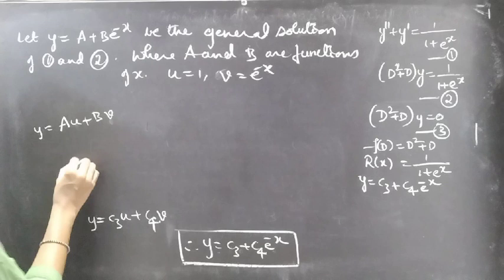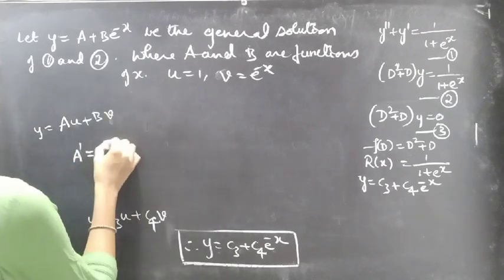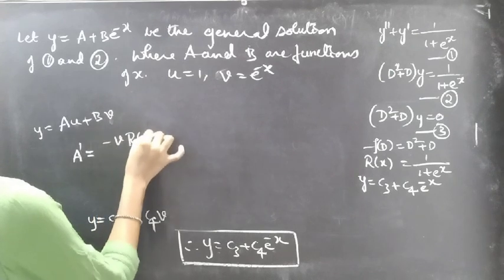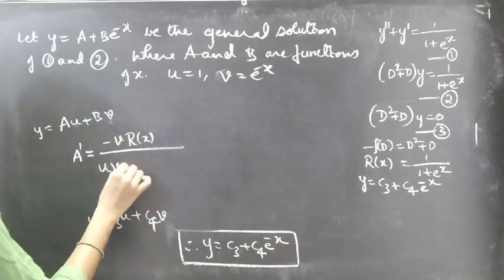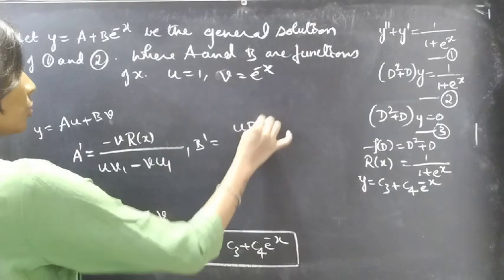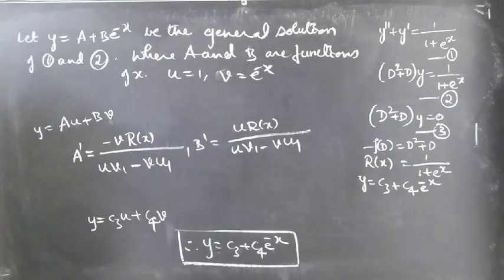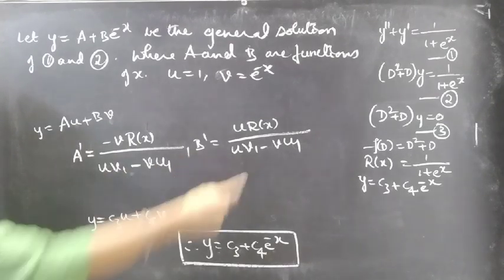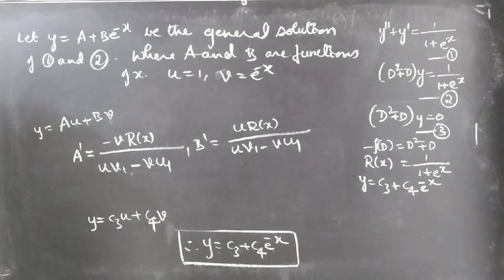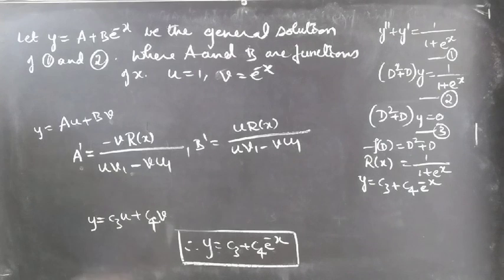Now we'll find a dash and b dash using the formula: a dash equals minus v into r of x by u v1 minus u1 v, and b dash is given by u into r of x by u v1 minus u1 v. Okay. If you notice, we have u v1 minus u1 v in both formulae. So let's begin with u v1 minus u1 v, and later we'll find a dash, a, and b dash, b, and finally we'll write the general solution using y equal to a plus b e power minus x.